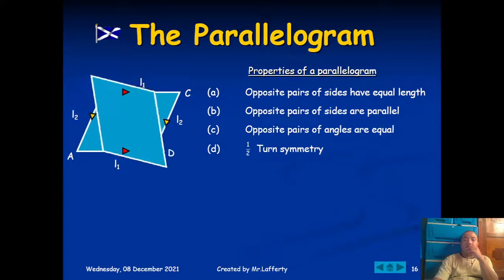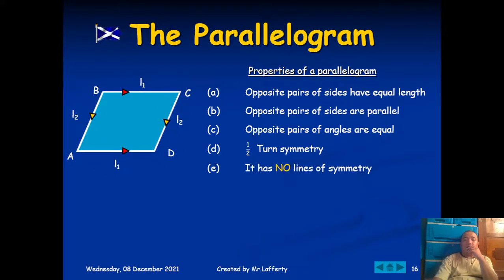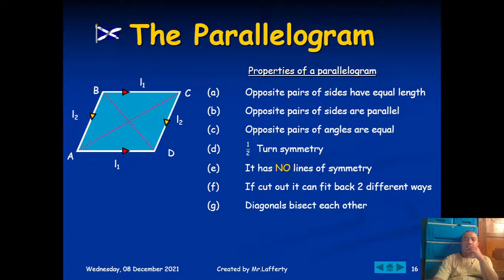Half turn symmetry. It has no lines of symmetry. If cut out, it can fit back two different ways. Diagonals bisect each other.